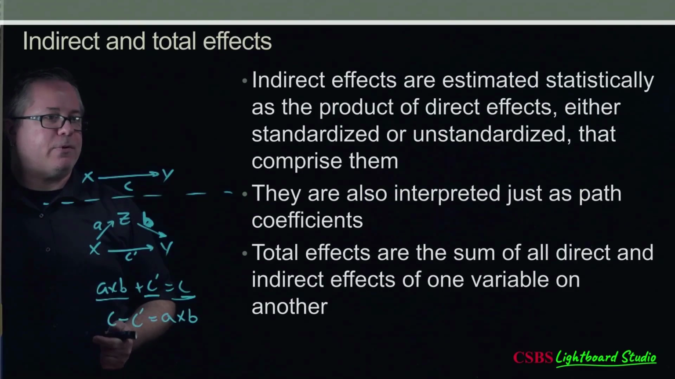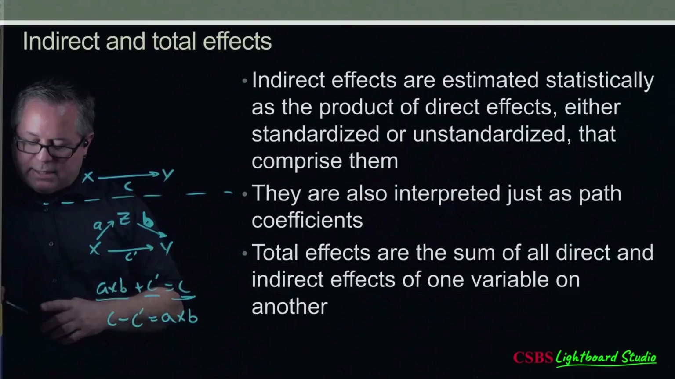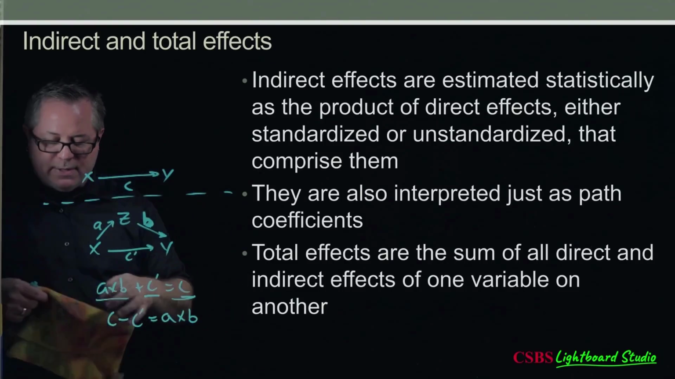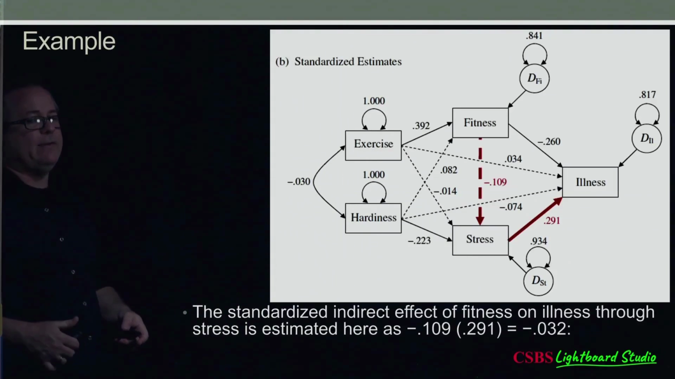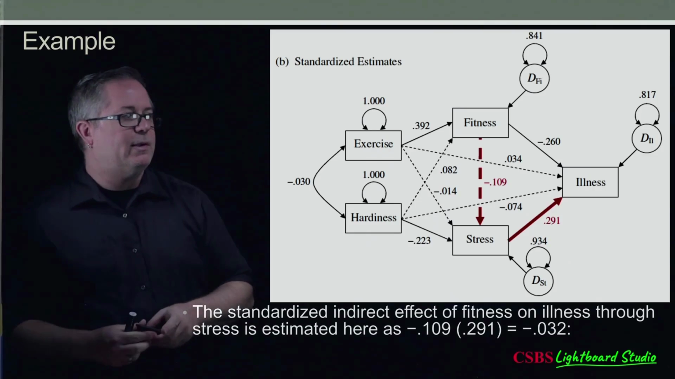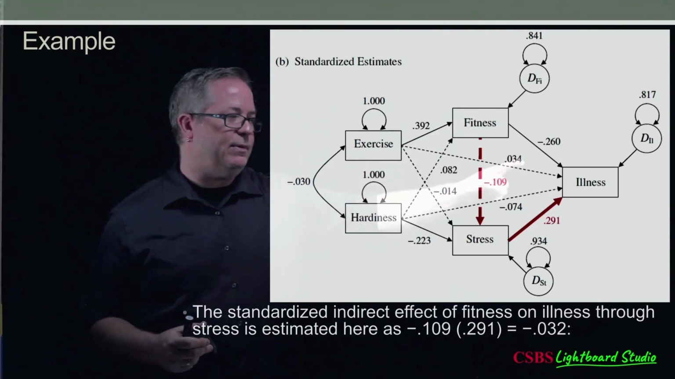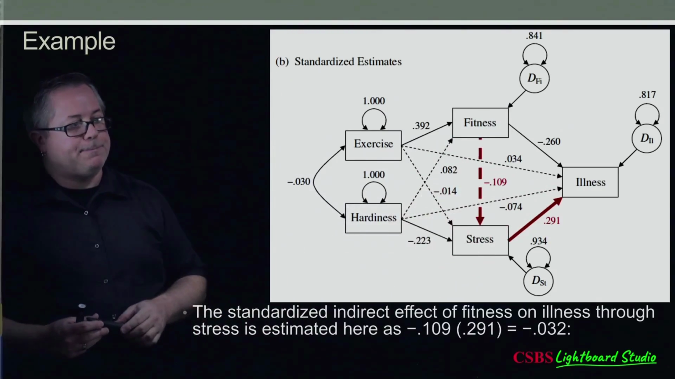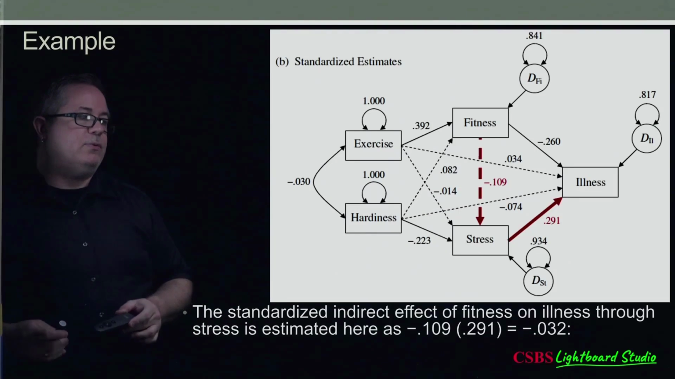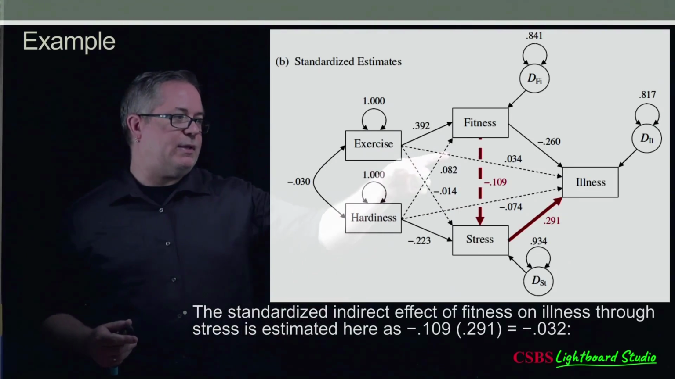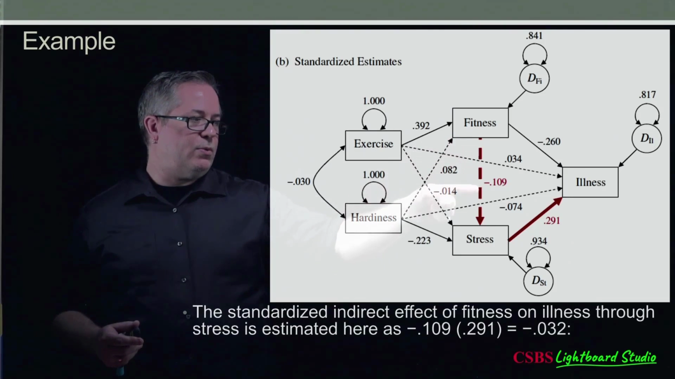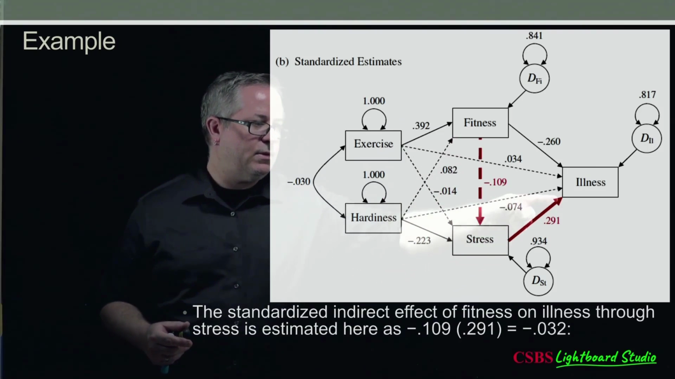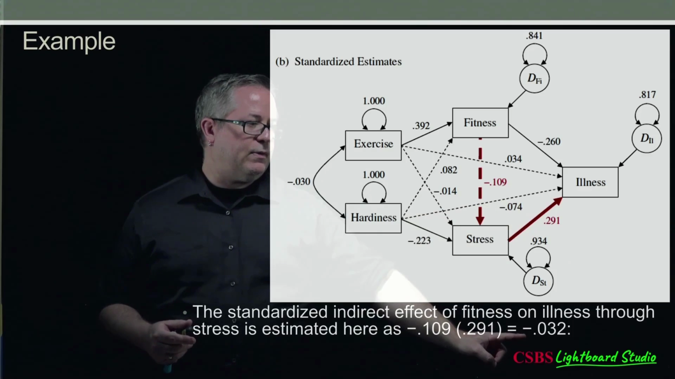All right, well, that's good. We did a little bit of that in lab in trying to set up the mediation model, where we had to specify the A and B path and all that stuff. So look at the standardized indirect effect of fitness on illness through stress. This is an example, I think, taken out of Kline's book. The standardized indirect effect of fitness on illness through stress is estimated by taking that path, negative 0.109, times 0.291, multiplying those paths together. And I get that the indirect effect is negative 0.032.